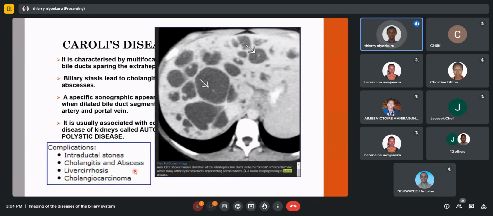We may visualize on this axial contrasted CT scan a massive intrahepatic bile duct dilatation, mainly in the right hepatic duct. You can visualize in the center a hyperdense, well-defined area, which is the vessels, and this is what is called the central dot sign, which is characteristic of Caroli disease.